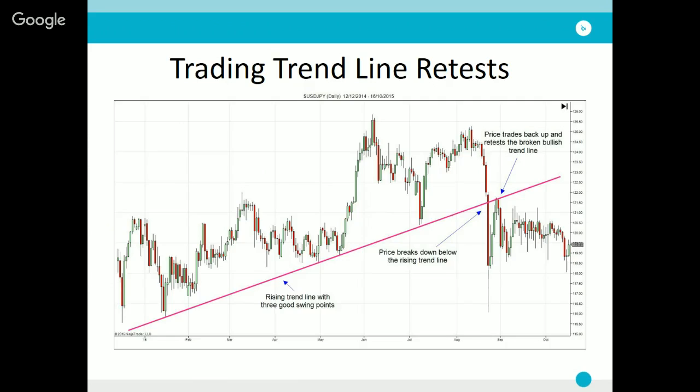So these are the two main ways in which we can use trend lines: to buy bullish trend lines and to sell bearish trend lines, and then also looking to trade the retest of broken trend lines. So looking to sell the retest of a broken bullish trend line and buy the retest of a broken bearish trend line. Now, a further way that we can use trend lines is to apply them not only to one side of price action, but to both sides, above and below, and that will help us to form channels.